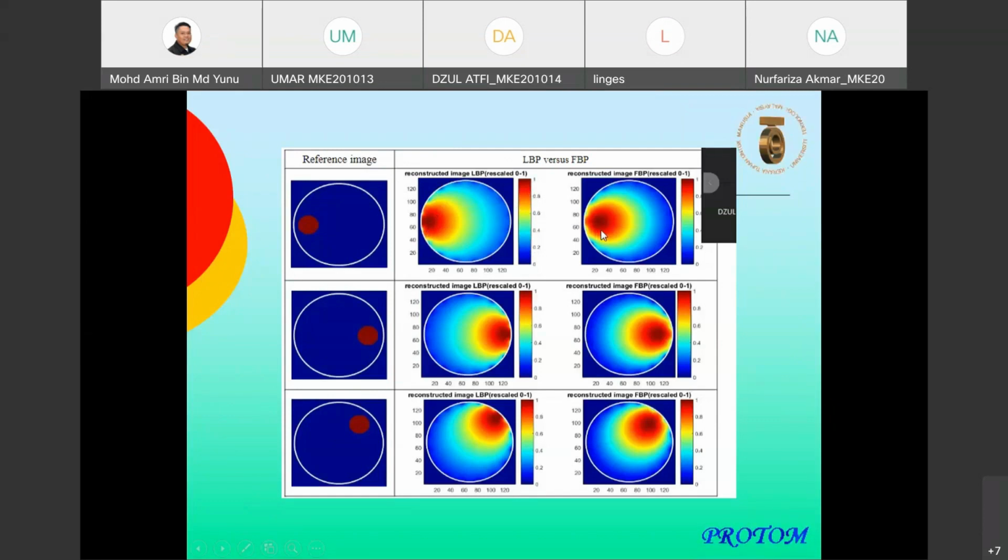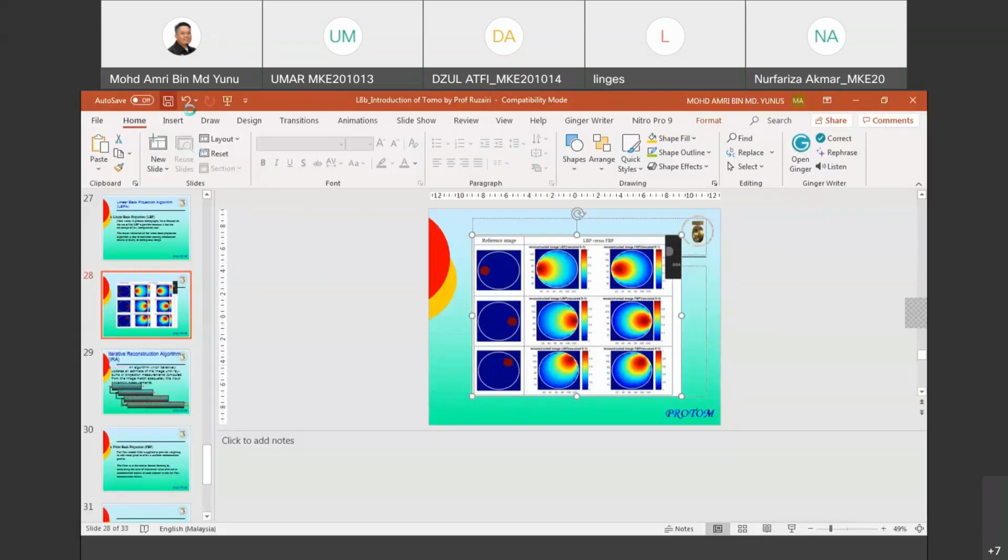The filtered back projection method also has the ability to estimate, and as you can see, the image position is much more accurate compared to the reference image. So this is an example of the outcome using process tomography, where it can be used to estimate the position of a solid object, one object. In the actual process there will be many solid materials at different locations, so it can be used to estimate the condition inside the pipeline at a certain cross-sectional area. So basically that is process tomography.